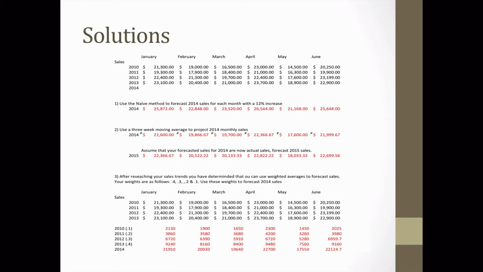2010. So we're just going to multiply, as an example, 2010 by 0.1, and we get 2130. 2011 times 0.2 for January, and we get 3,860. For January on 2012, we're going to take the 22,400 multiplied by 0.3, and we're going to get 6,720. And finally, for 2013, we're going to multiply 23,100 by 0.4, and we're going to get 9,240. We're just going to add them up.